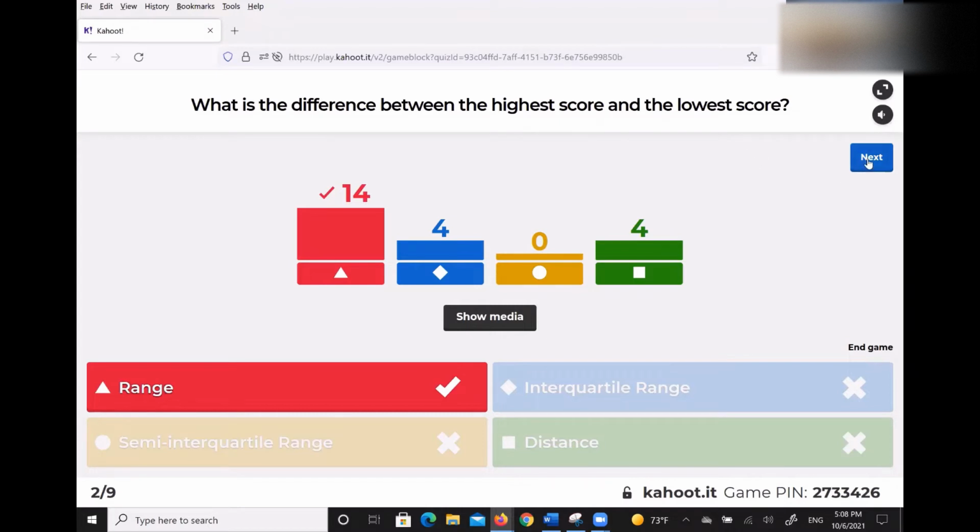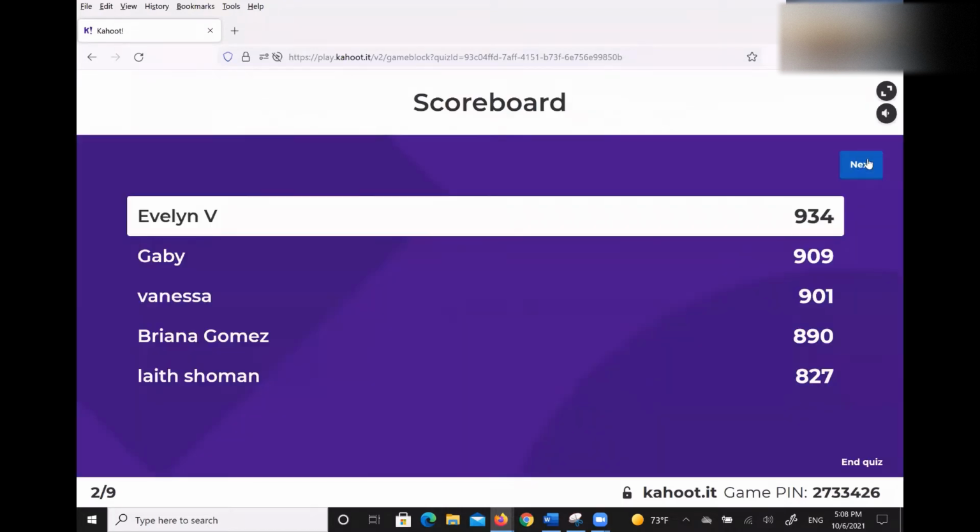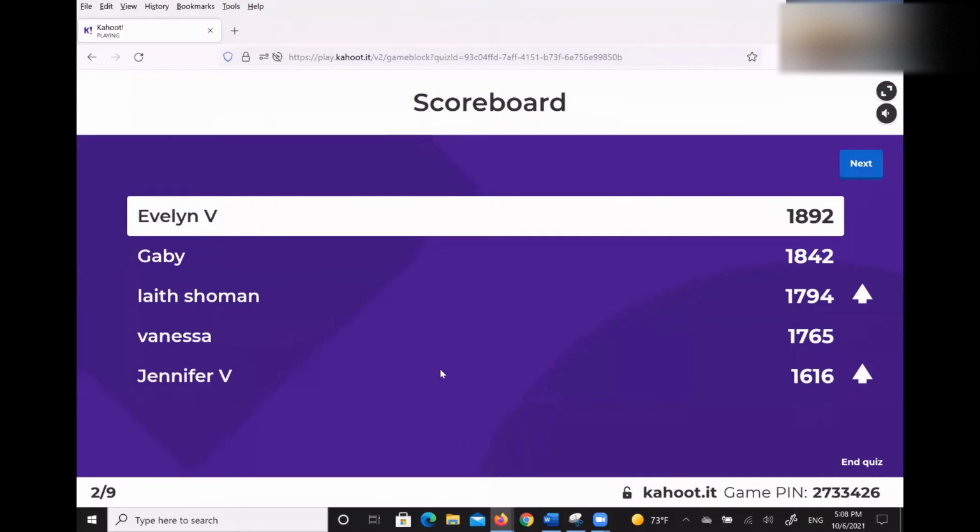Okay. See the results. All right, Evelyn is still leading. We got Jennifer, Vanessa, Laith, and Gabby. Let's move on to number 3.